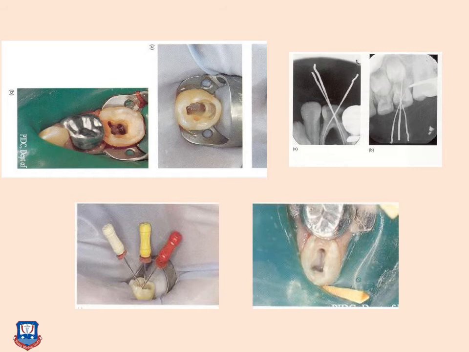So, here in this picture you can see that the access opening has been done, the pulp chamber is de-roofed. After de-roofing, the pulp is still there, the pulp tissue is extirpated, working length is determined. So, these 3 files indicate the 3 different canals, after which it is obturated with an obturating material, and then the final restoration will be a stainless steel crown.